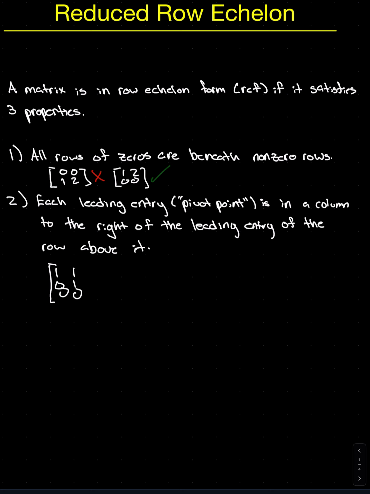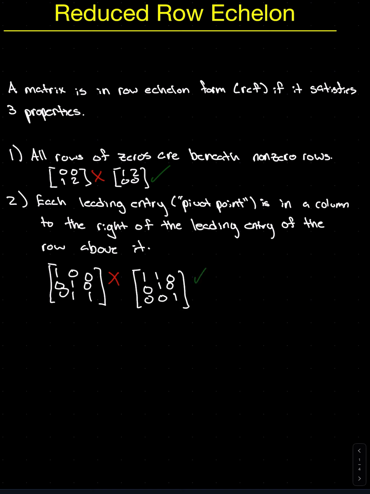Oh wait, excuse me. That was the wrong example. If we have a matrix like this, it is clearly not an echelon form since it violates this property. Namely, the leading entry of the third row, this one right here, is not to the right of the leading entry of this row. This violates this property. It must look something like this, for example. This is perfectly good.